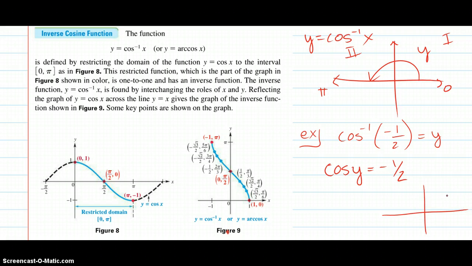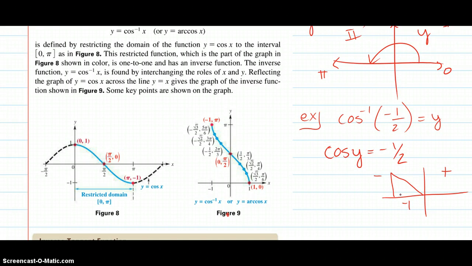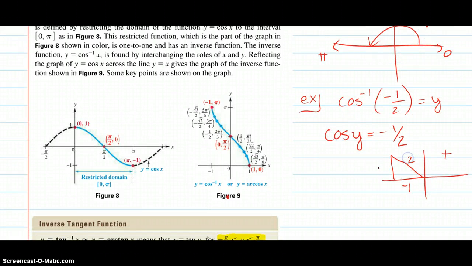Well, cosine is negative either in quadrant 2 or quadrant 3. But quadrant 3 is not in our range. It has to be between 0 and pi, so it better be in quadrant 2, because quadrant 1 is positive, quadrant 2 it's negative. So we know that this would be negative 1, this would be a 2, this would be a square root of 3. Oh, that looks like a 60-degree or pi over 3 reference angle.